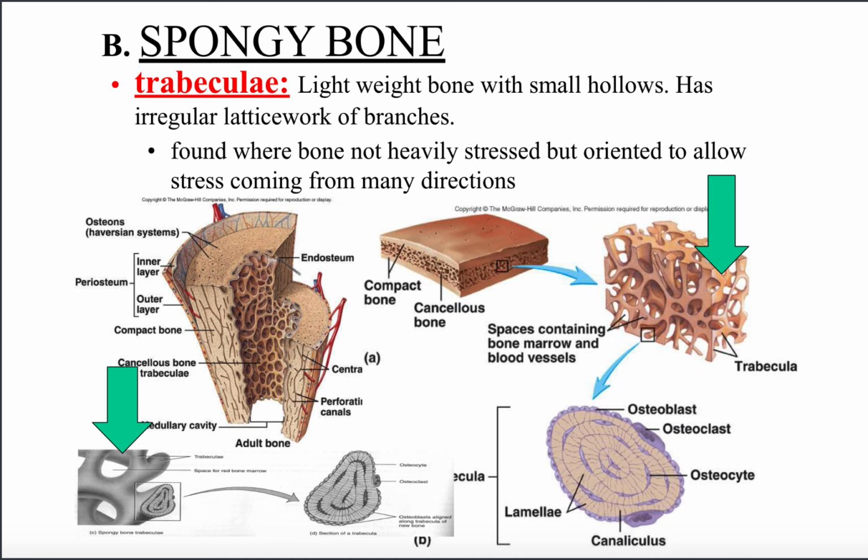Spongy bone is lightweight bone with lots of little holes inside of it. And the structure of this is called trabeculae. Trabeculae is basically this honeycomb lattice of tiny bone branches that have spaces inside of it, that allow it to have a little bit of strength. Not as much as the compact bone, but it has enough strength.